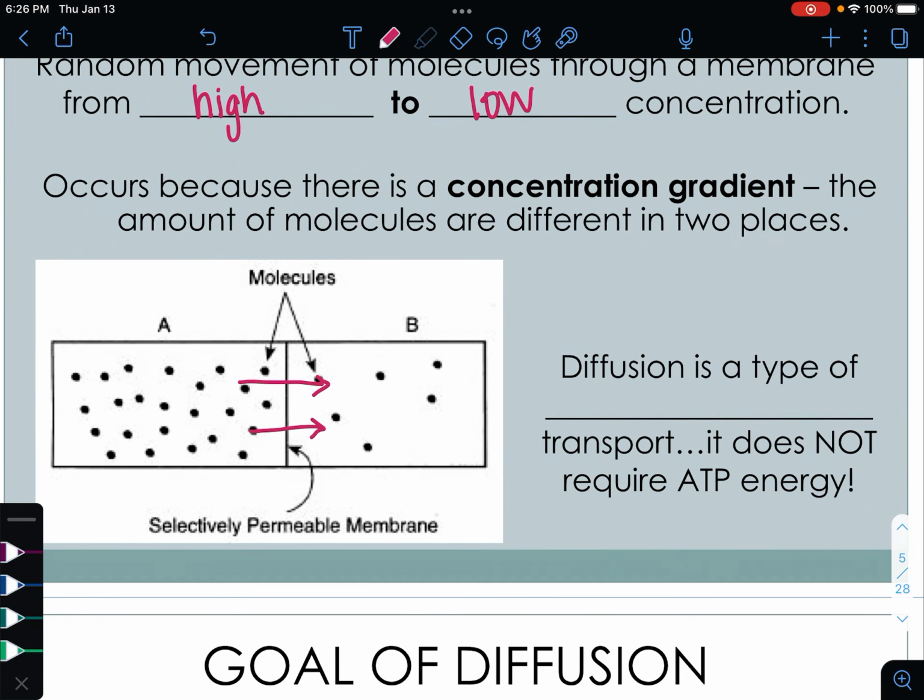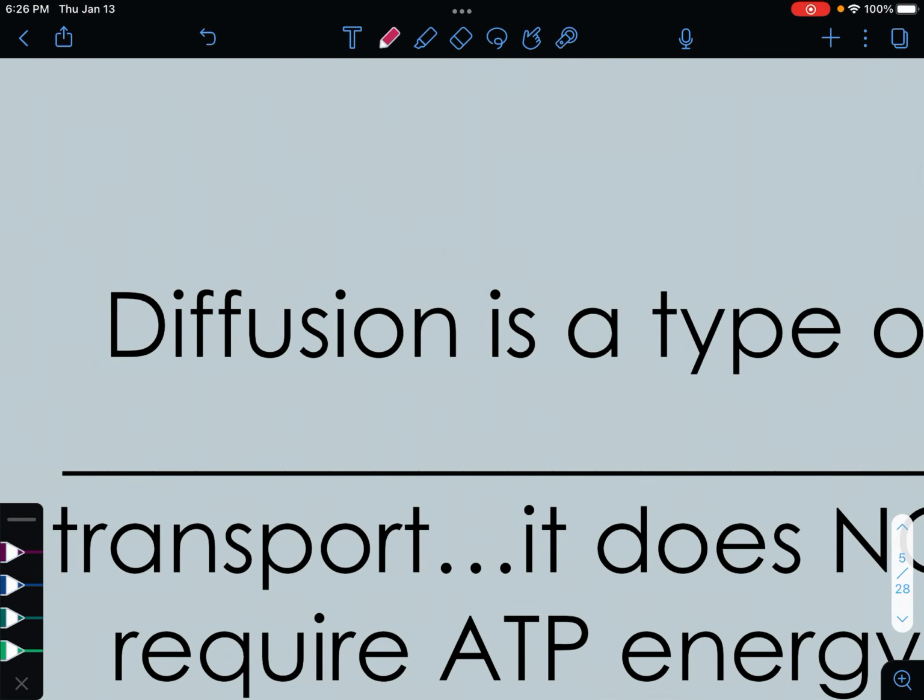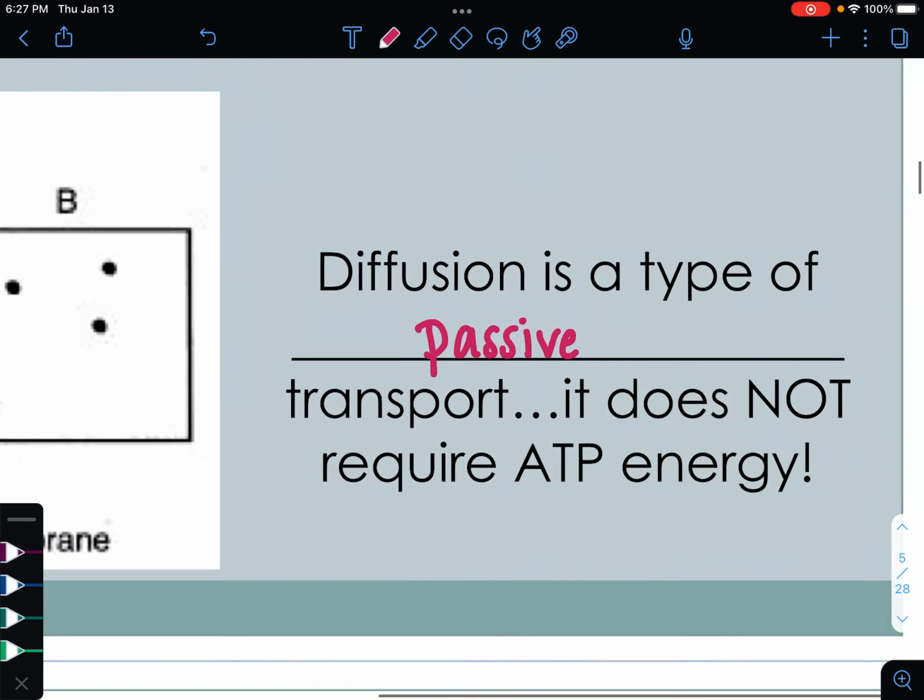Diffusion is only going to happen when there's a concentration gradient. So this means when there's a difference in the amount of molecules in two different places. And then diffusion is a type of passive transport. Okay, so when we say passive transport, what we really mean is that we do not require energy for this process to happen. It happens all the time without any energy needed.